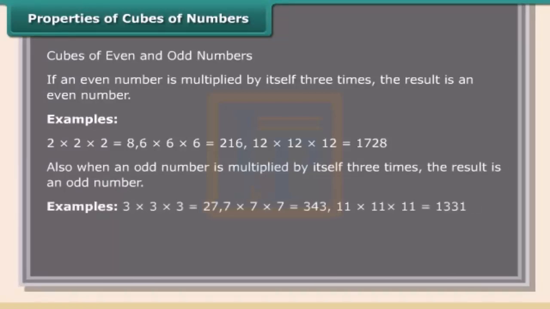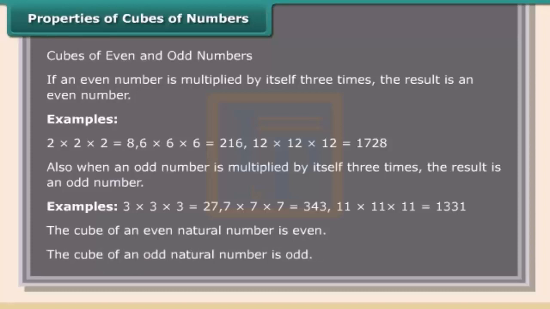Also, when an odd number is multiplied by itself 3 times, the result is an odd number. Examples. 3 into 3 into 3 is equal to 27. 7 into 7 into 7 is equal to 343. 11 into 11 into 11 is equal to 1331. The cube of an even natural number is even. The cube of an odd natural number is odd.